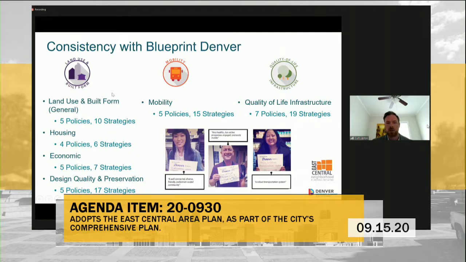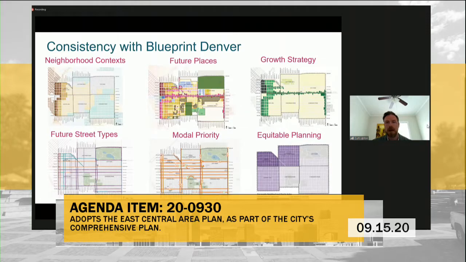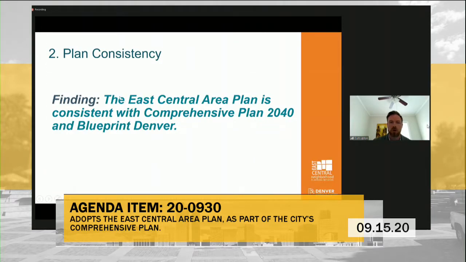Land use, mobility, quality of life, a number of these strategies and policies are directly consistent with the East Central plan. I'd be happy to go in further into detail if there's any questions on any of the consistency criteria. Maps in the East Central plan also update Blueprint Denver in terms of the land use growth, modal priority in terms of the street infrastructure, as well as the equity maps. So we find that the second criteria of plan consistency has been met.